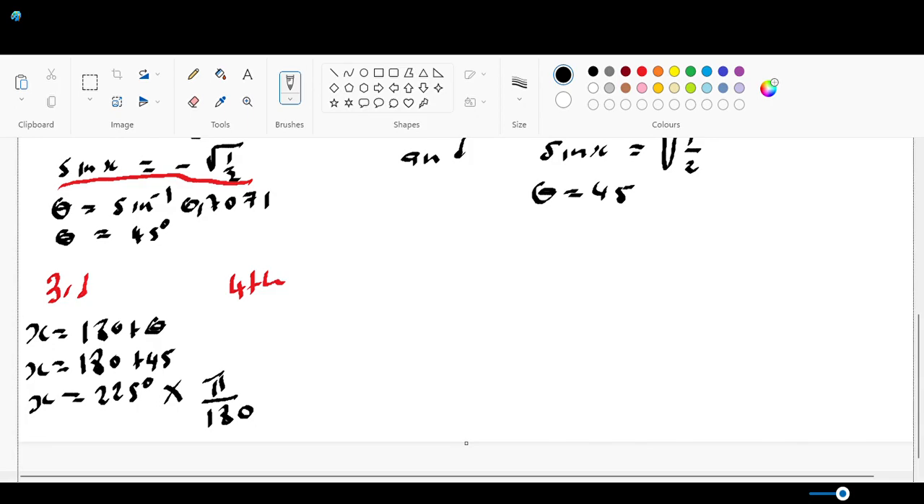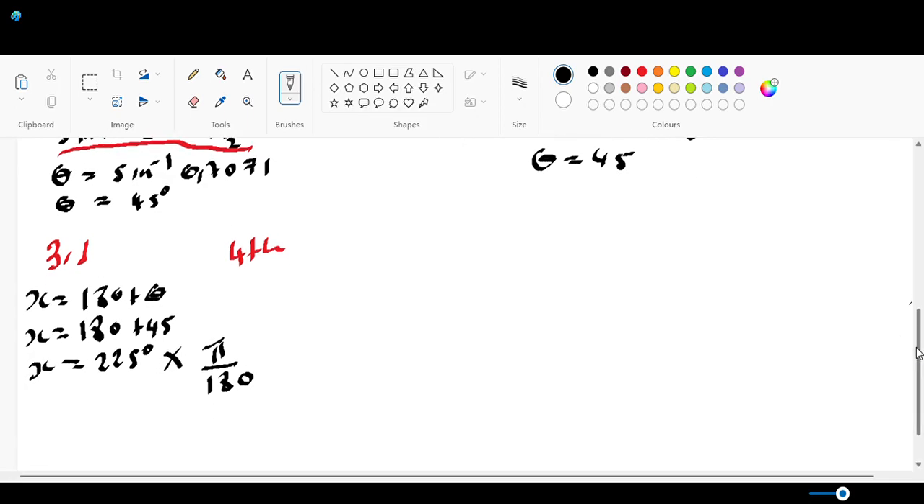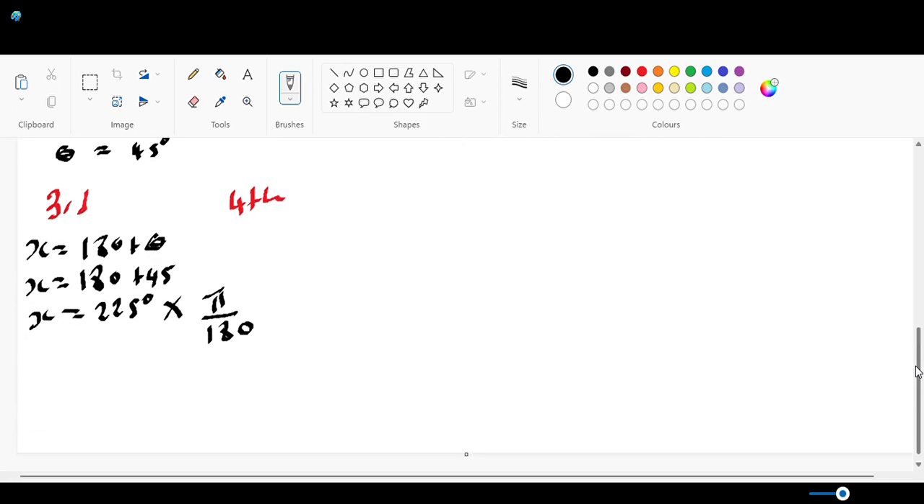Let me just create space for us here, guys. Your answer should be in radians. So when we continue, we can say 225 multiplied by pi over 180. So your answer should be as follows: x is equal to 5 over 4 pi. So this is your answer on the third quadrant.